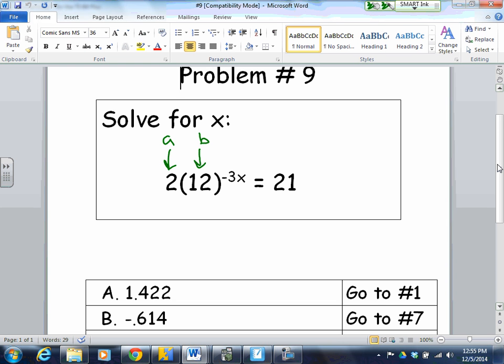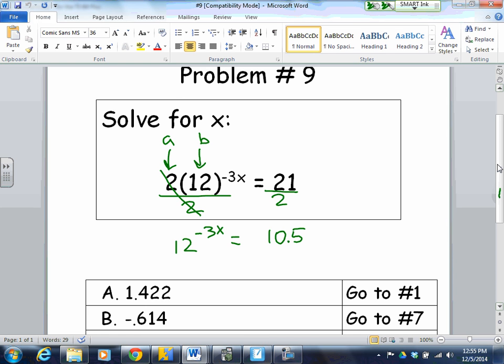So a little bit of confusion I've seen throughout the day. We need to divide that 2. Just get rid of that right away. So divide both sides by 2 immediately. 2 is not part of the base. Okay, the base is 12. So that 2 gets divided. You'll have 12 to the negative 3x, and then 21 over 2. In this case, it's okay to go decimal because it's a nice terminating decimal.